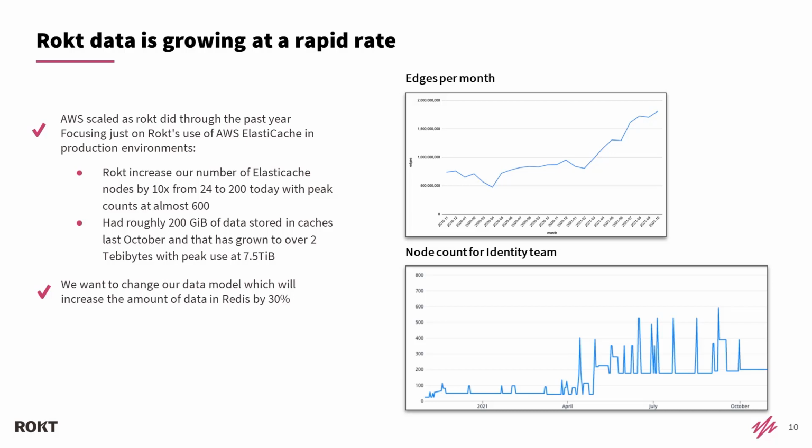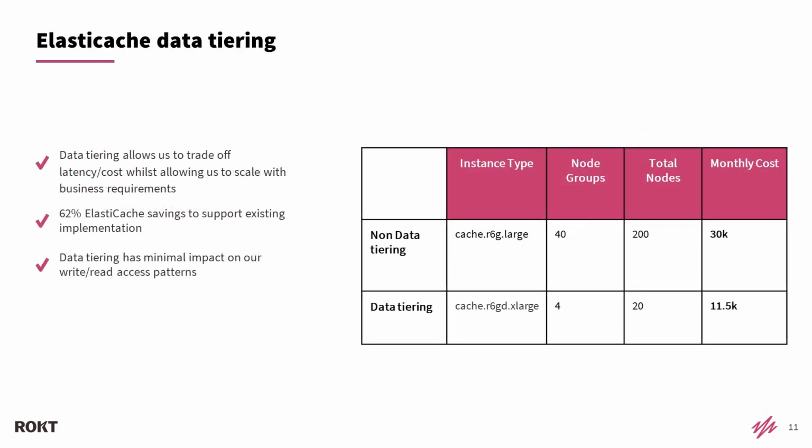We also want to introduce additional data into our graph. We want to change our model, which will end up increasing the amount of data that we'll have to store in our cluster. So with ElastiCache data tiering, it will allow Rokt to trade off latency costs while allowing us to scale with our growing data requirements. We'll be able to save up to 62%, supporting the existing implementation. And it's also had a very minimal impact to our read-write access patterns.